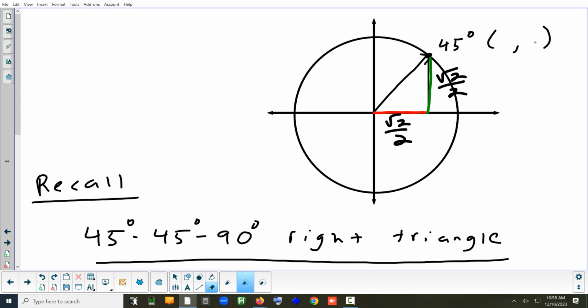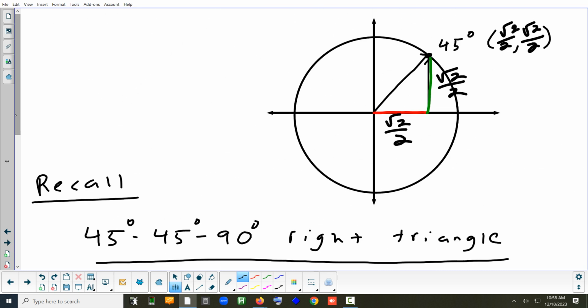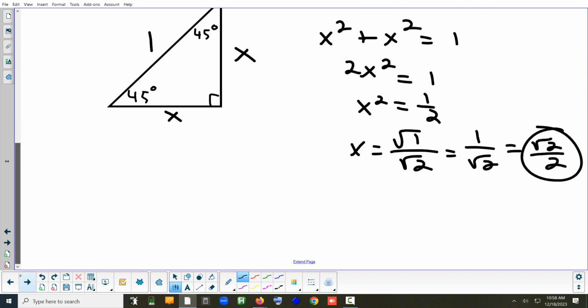Exactly. Now that we know that's the coordinate, we never have to find that again. We just want to remember square root 2 over 2, square root 2 over 2. That is always the coordinate for a 45-degree angle on the unit circle. Okay, so any question on finding that one? So really just use Pythagorean theorem.